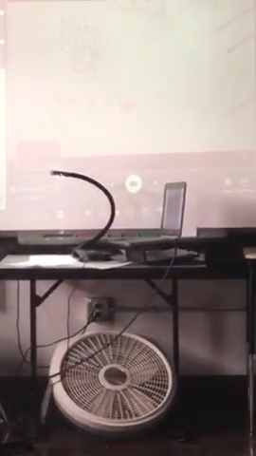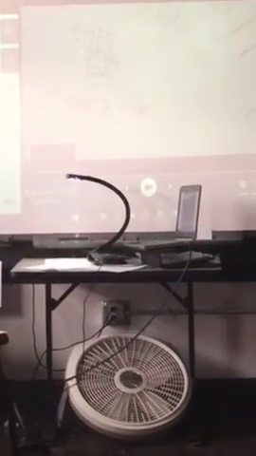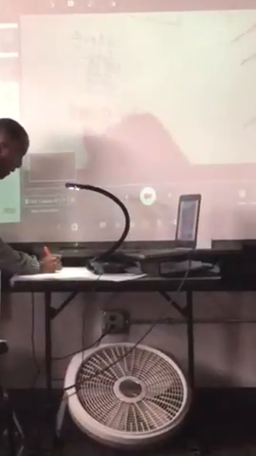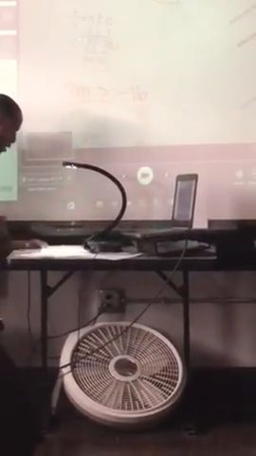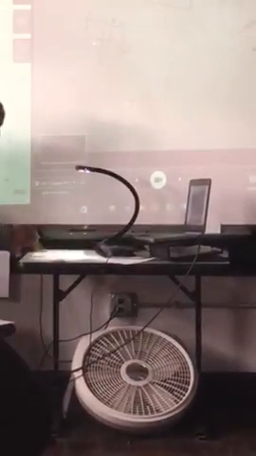In 5, 4, 3, 2, and 1. Jaleel, what's the first thing that we need to do? Divide by 4. So we need to divide by 4. Destiny, what is 16 divided by 4? It's going to be negative 4.